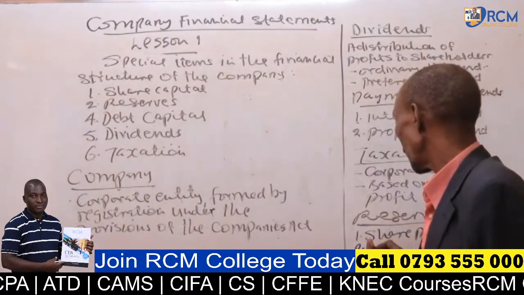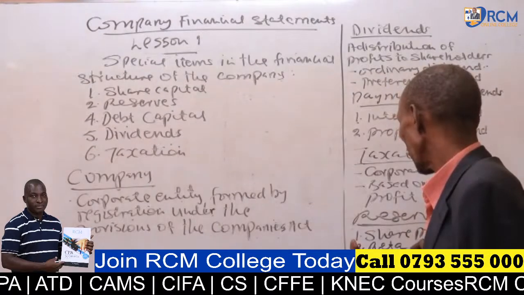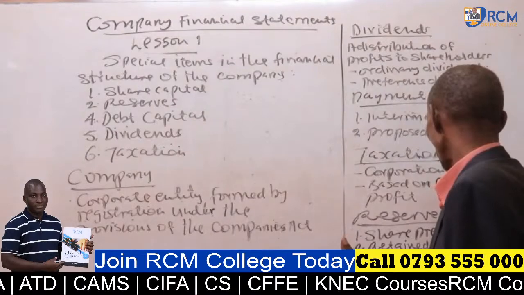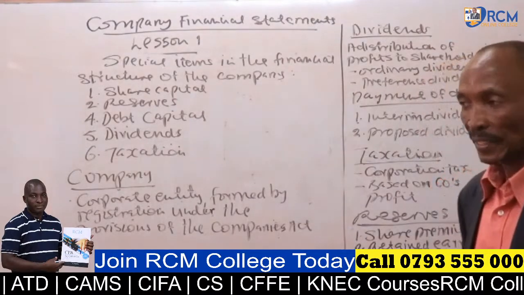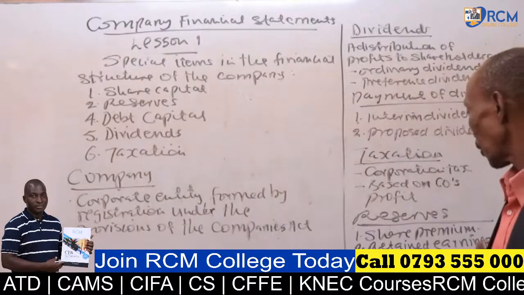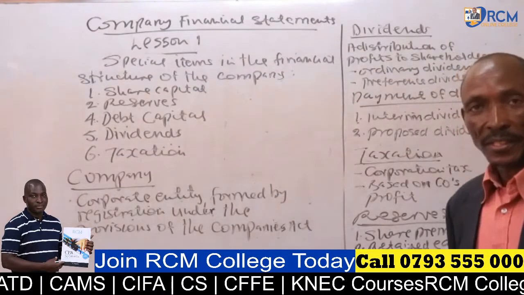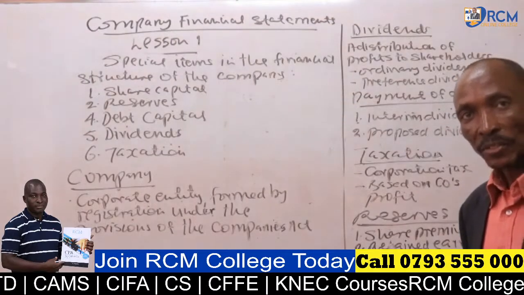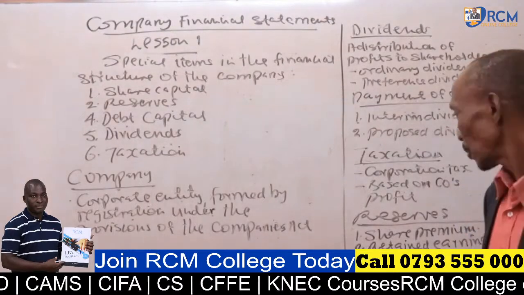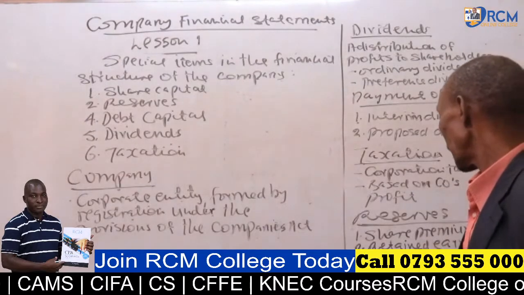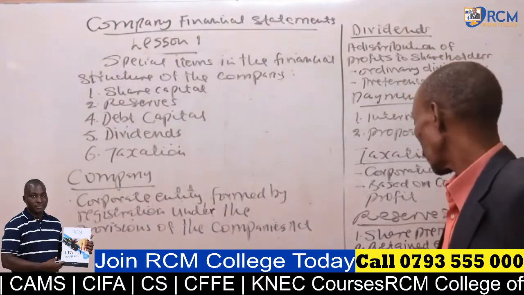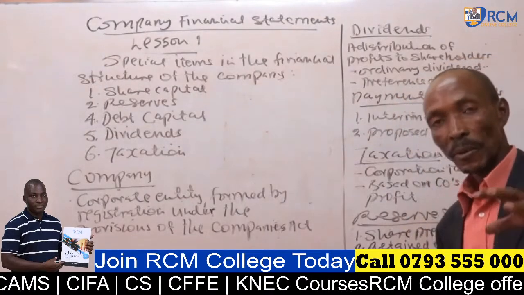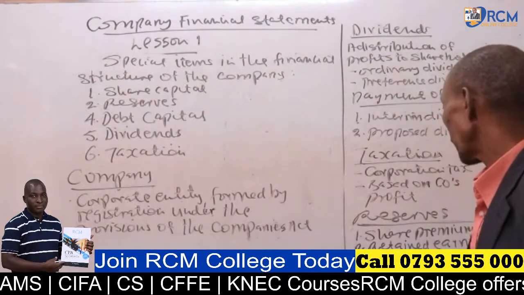Then we have retained earnings or revenue reserve. This is from the normal profit the business makes. The business is trading. From the trading, after paying expenses, how much profit does it make? Where does the profit go? Some of the profit is going to be retained as retained earnings. This profit is at the disposal of the management. If they want to pay dividends, they pay from the retained earnings.